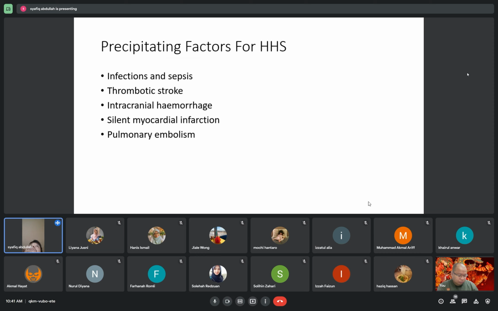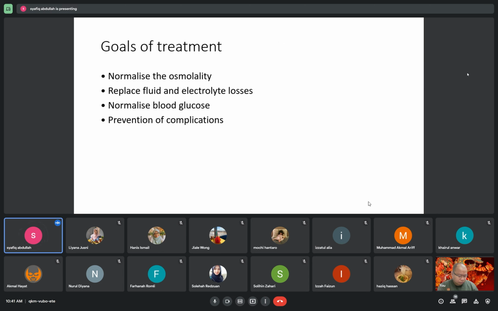So what is the precipitating factors for HSS? Same with DKA, mostly the same lah. Infection, thrombotic stroke, intracranial hemorrhage, silent myocardial infarction, and pulmonary embolism. What is the goal of treatment? We want to normalize the osmolality. We want to replace fluid and electrolyte losses, to normalize blood glucose, and to prevent complication.